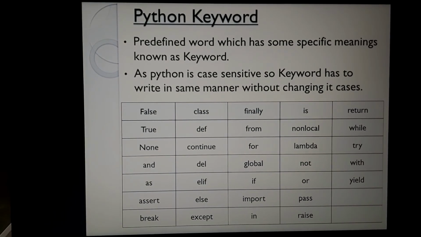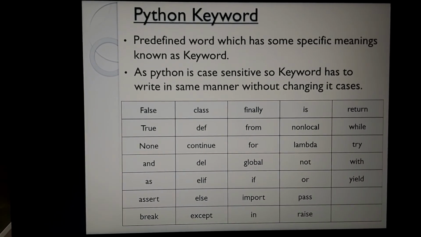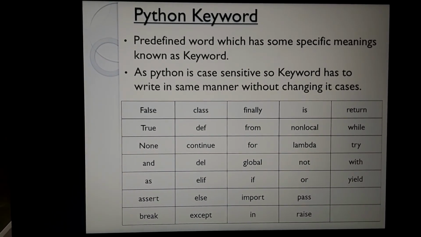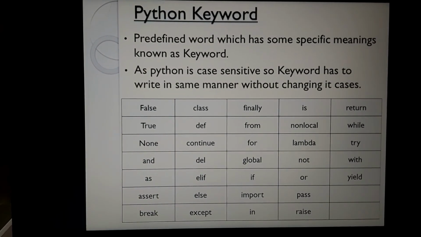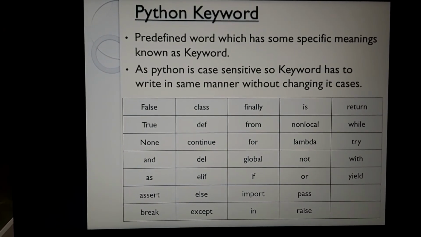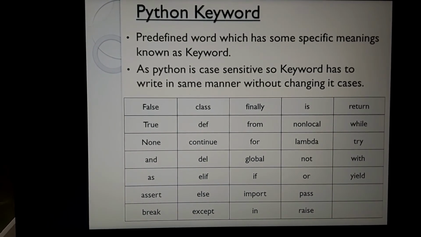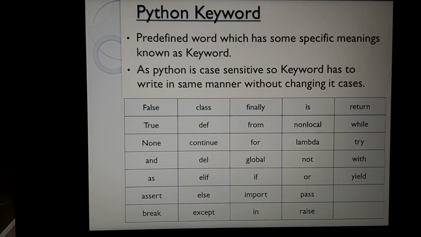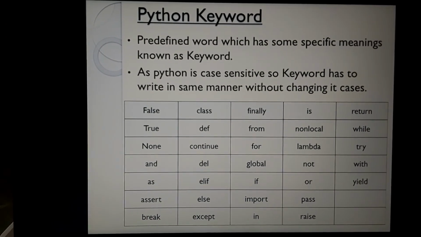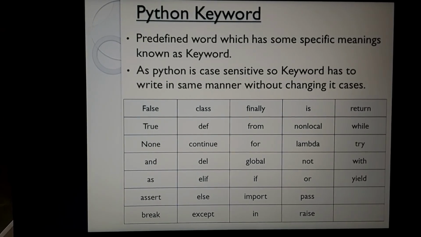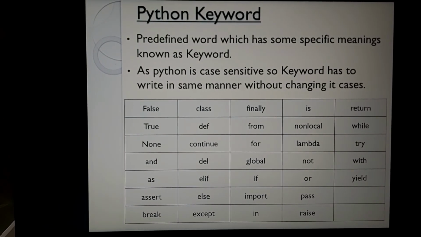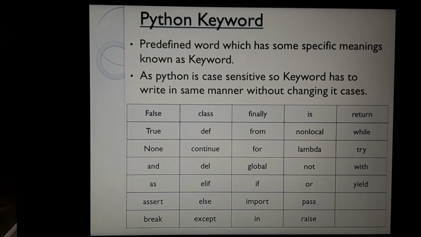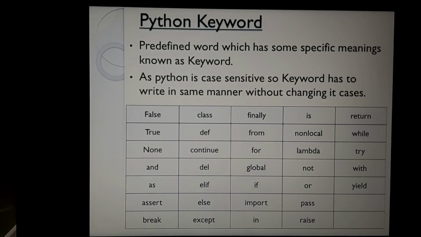So class, these are the keywords. False, class, finally, is, return, True, def, from, nonlocal, while, None, continue, for, lambda, try, and del. Del means delete. Global, not, with, as, elif, if, or, yield, assert, else, import, pass, break, except, in, and raise.